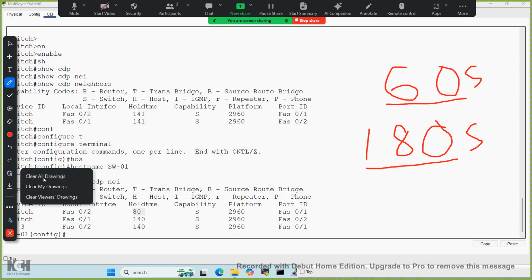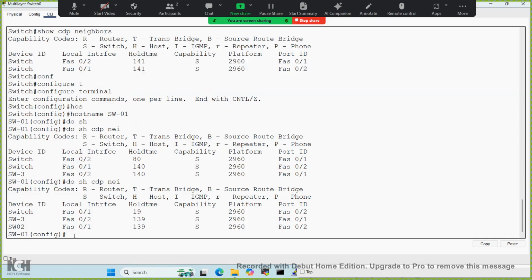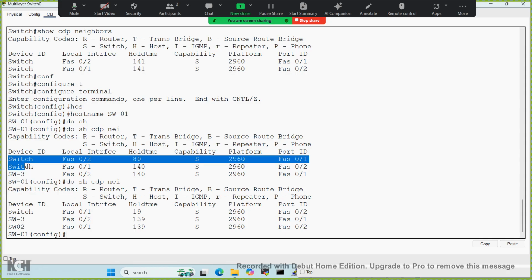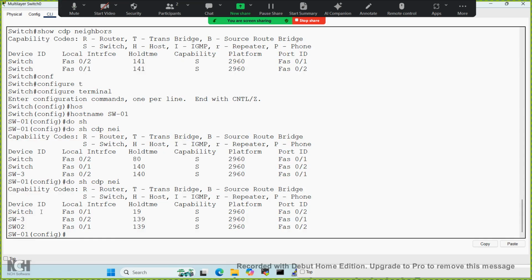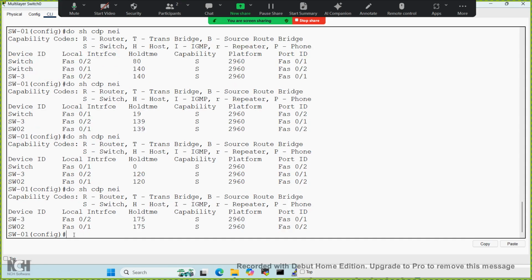Are you clear about the two times? Yes. Now if I check the CDP neighbors, you will see that one switch has gone from the list, since 80 seconds have passed. Now another switch will also be removed after the hold time. Okay, now I think it has also gone. Now how many neighbors will we get? Only two switches, switch 2 and switch 3. Are you clear now? Yes.